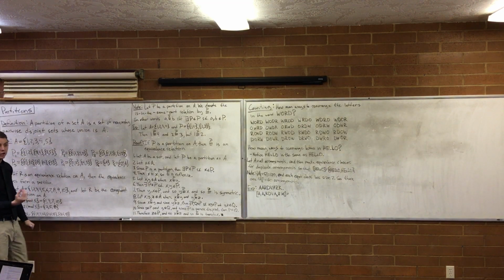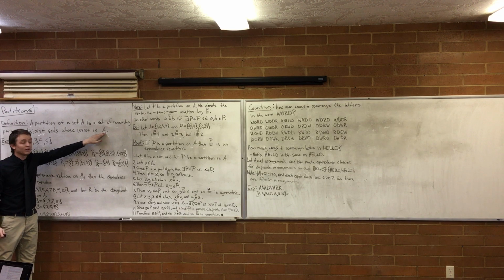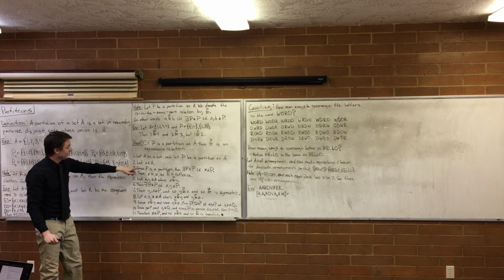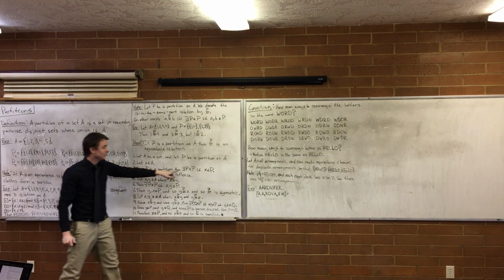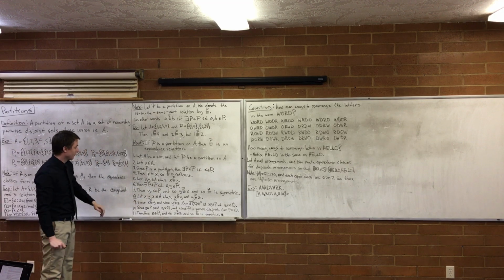Yeah, P is a partition on A, but what's the property of a partition that guarantees its union is A? A partition has to union up to give you back the set A. So any element in A has to be in some part. Does that make sense? Okay.